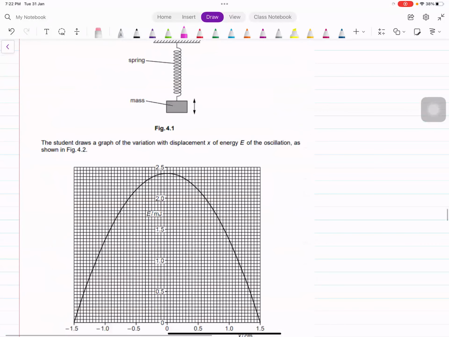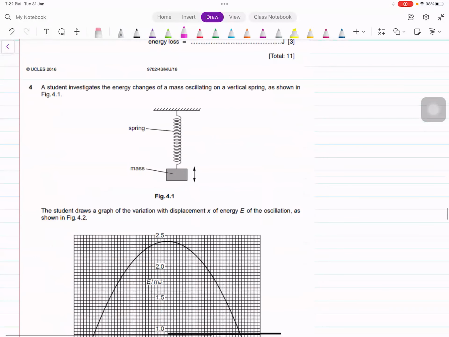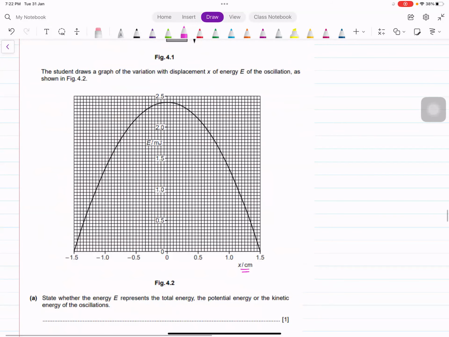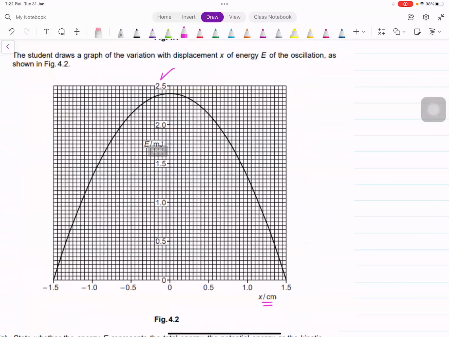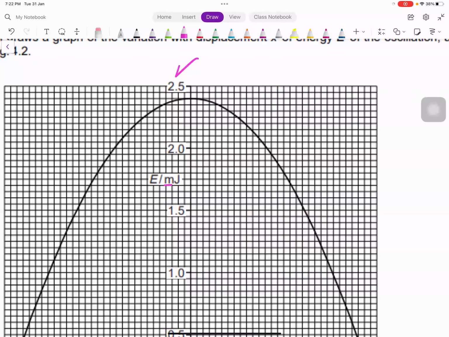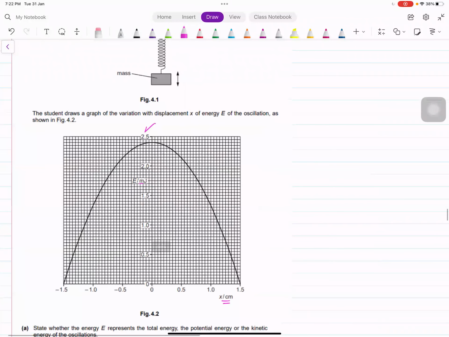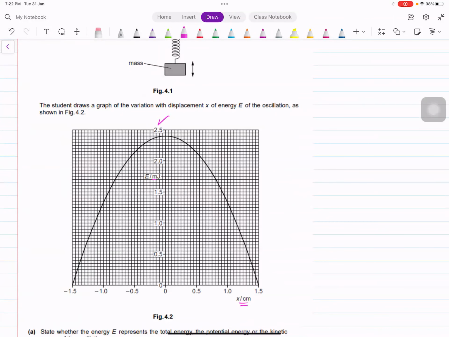So this is the one that I'm looking for. It says a student investigates the energy changes of a mass oscillating on a vertical spring as shown. And if you look, this is a displacement and energy graph, right? And if you notice, energy is given in millijoules, so that should be considered very closely. What graph does this represent? Kinetic energy, total energy, or potential energy? Who's going to tell me this? So kinetic. It is kinetic energy. The reason I know this is because when the displacement is maximum, the energy is 0. So that is only possible when it's kinetic energy, right?